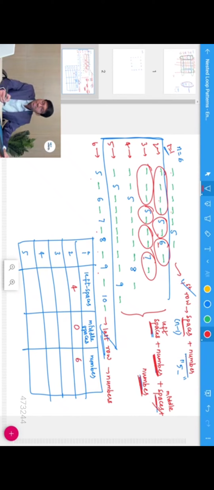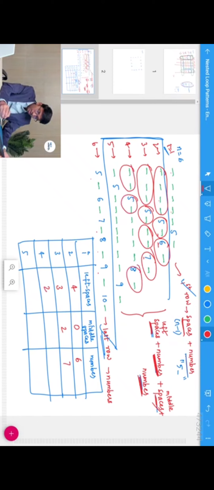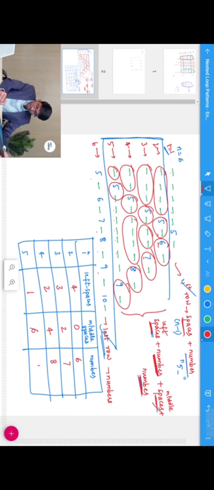Ending number is 6. Next, for I equal to 3, starting spaces are 3. Next, middle spaces are 2. Then number is 7. For I equal to 4, starting spaces is 2. Middle spaces, between starting number and ending number, are 4. And ending number is 8. Agree? Next, for I equal to 5, starting spaces is 1. Left space is 1. There's a number here. There's a number here. How many spaces? 1, 2, 3, 4, 5, 6. 6 middle spaces. And the number here is 9.